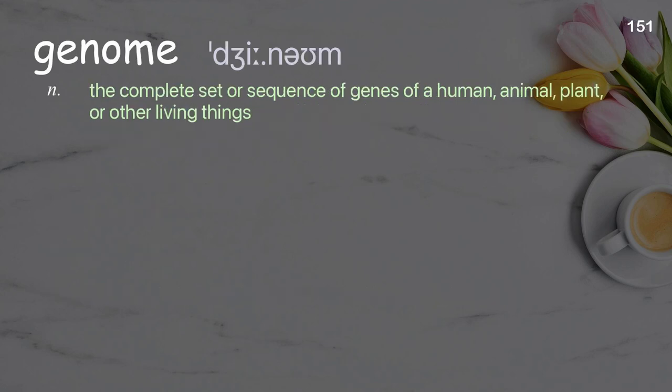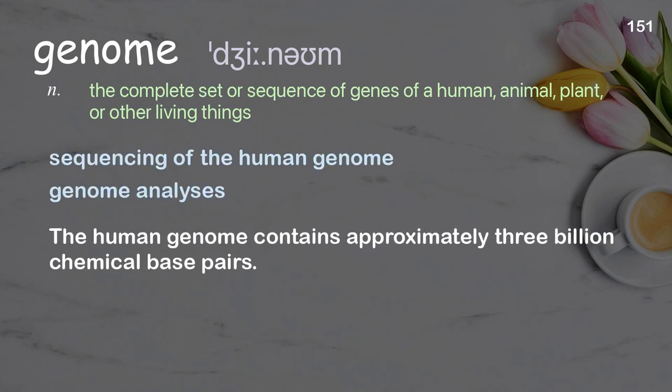Genome: the complete set or sequence of genes of a human, animal, plant, or other living things. Examples: Sequencing of the human genome, genome analyses. The human genome contains approximately 3 billion chemical base pairs.